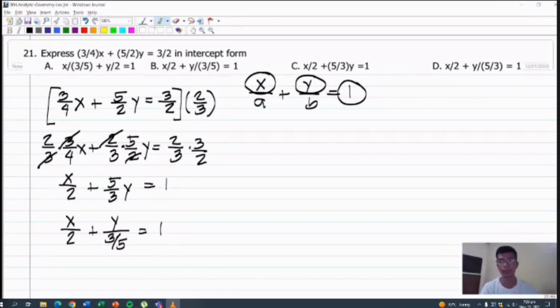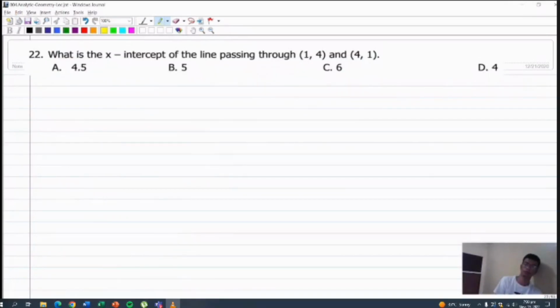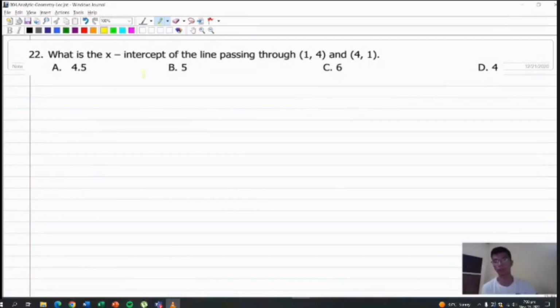So this is the answer. X over 2 plus y over 3 over 5 is equal to 1. And that is letter B. So number 20.